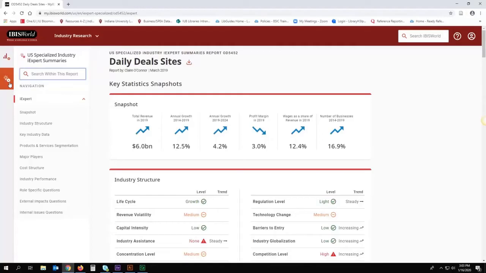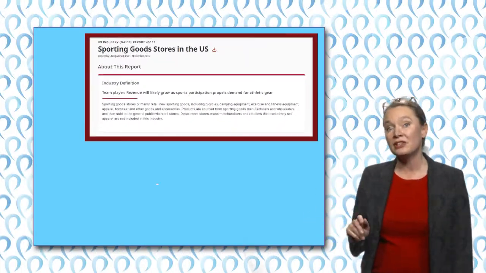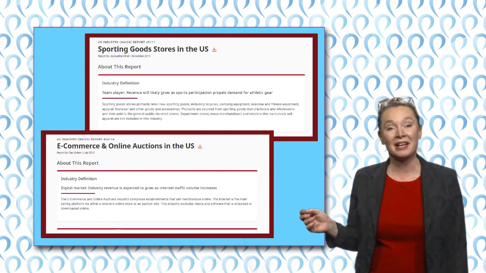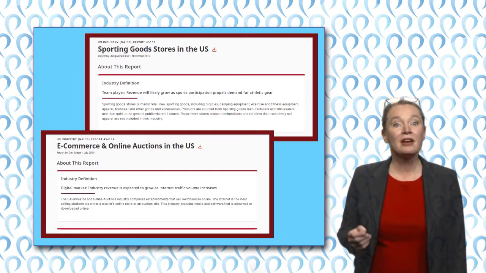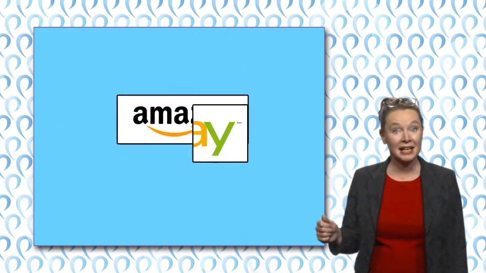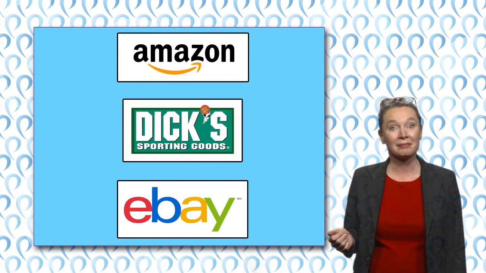There are other reports in IBISworld related to Prusy, including sporting goods stores in the U.S. and e-commerce and online auctions in the U.S. Both reports feature information describing Prusy's competitors, Amazon, eBay, and Dick's Sporting Goods.